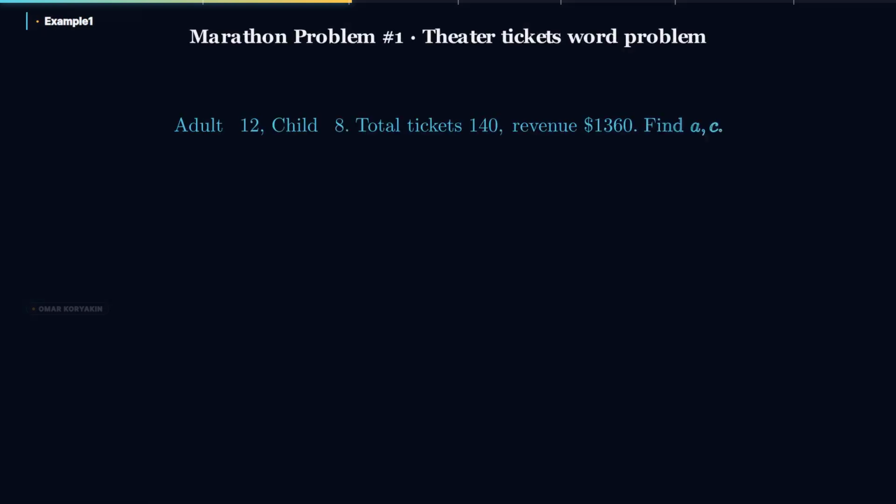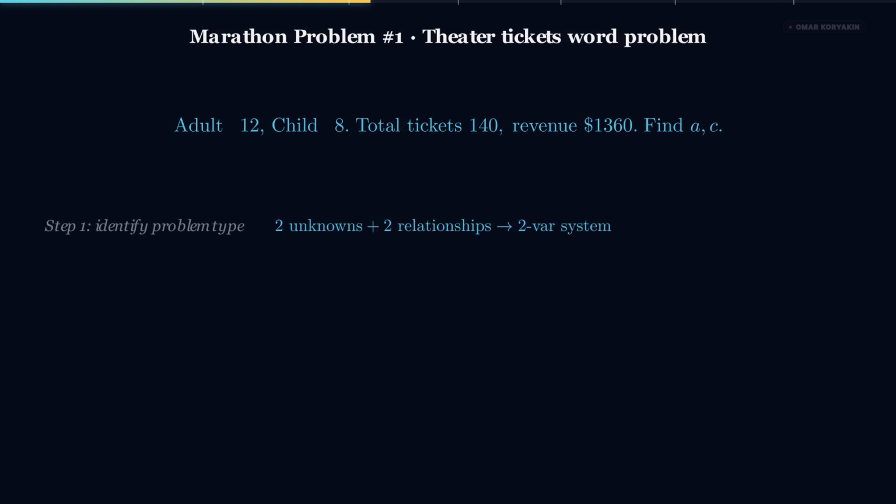Marathon Problem 1, a word problem requiring system setup, method choice, solving, and checking. A theater sells adult tickets at $12 and child tickets at $8. On a Saturday show, the theater sold 140 tickets total and collected $1,360 in revenue. How many adult tickets and how many child tickets were sold?